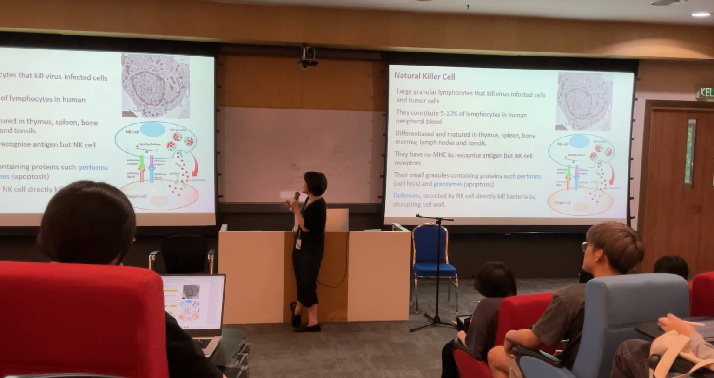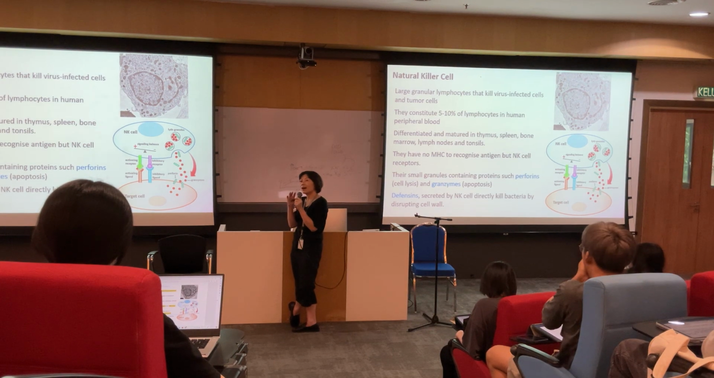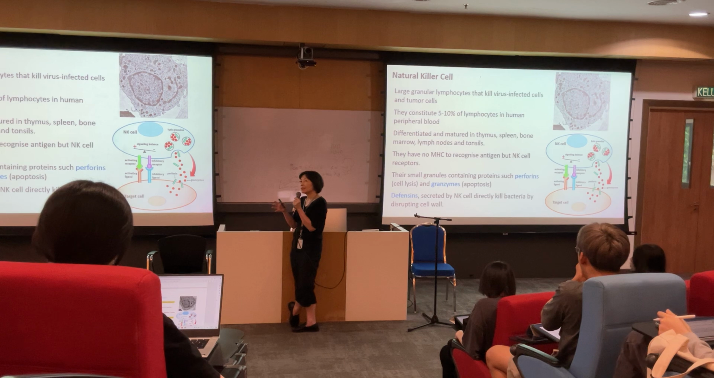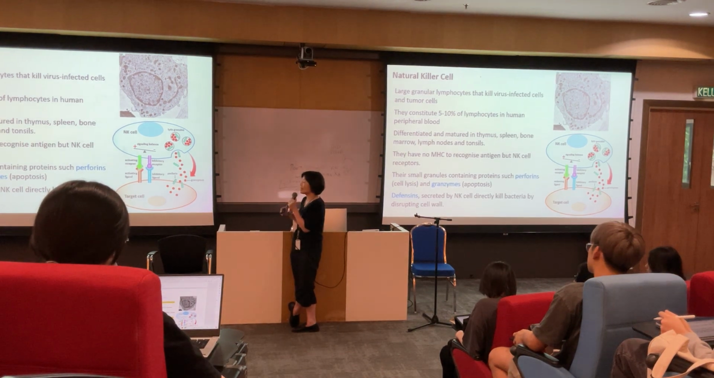So natural killer cells, normally they can detect any cell which is abnormal, right? Like an infected cell is not a normal cell. They can detect and kill and remove those cells.